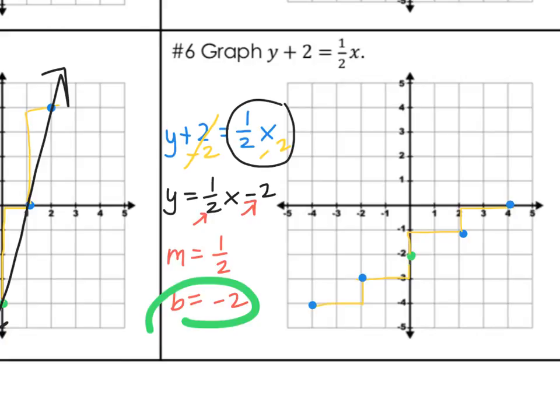Now that I have all the points that I can make, I'm going to connect them. Do a thinner line here. Connect them. Put arrows at the end to show that that line would continue. Double check. Did we begin at -2? Yes. And our slope is rise 1, run 2.